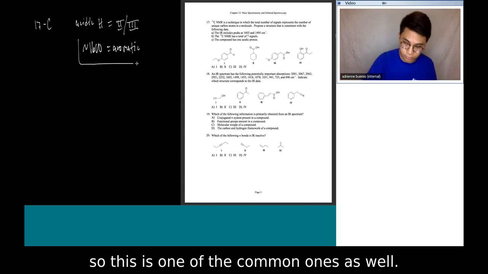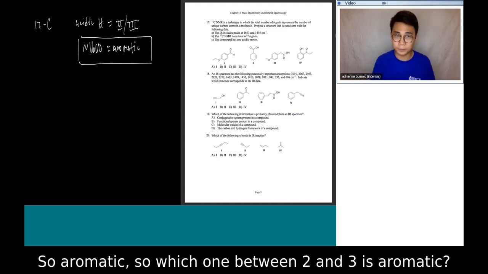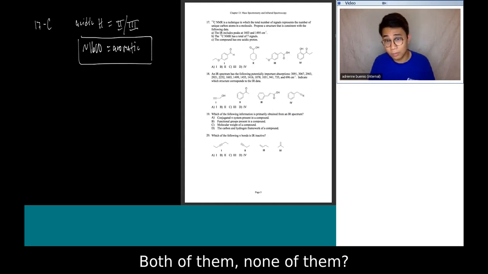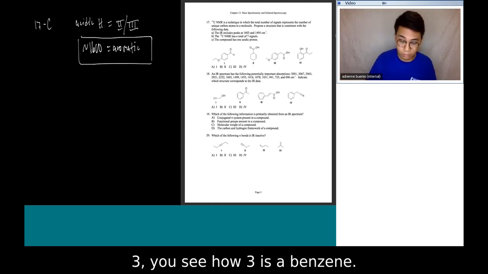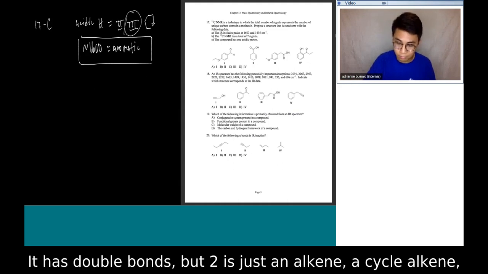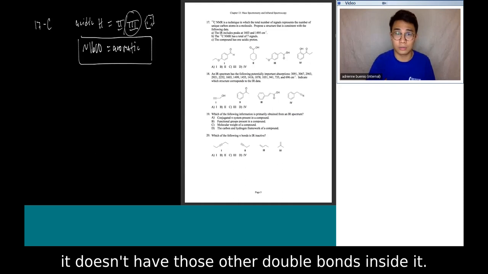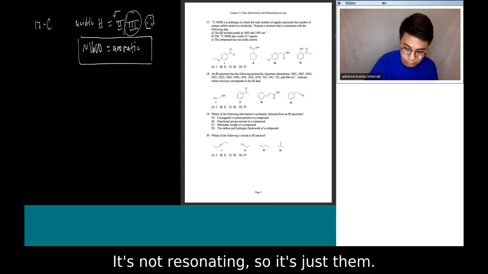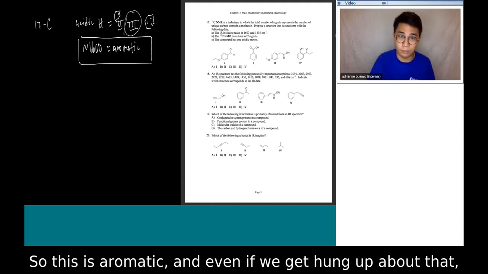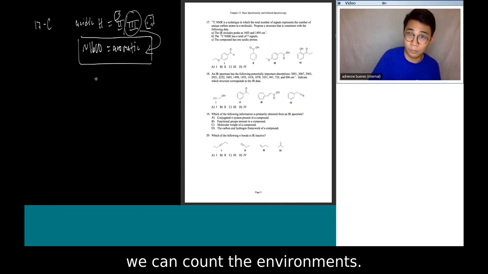Aromatic. So this is one of the common ones as well. So which one between 2 and 3 is aromatic? Both of them, none of them? 3, right? You see how 3 is a benzene, right? It has double bonds, but 2 is just an alkene, a cycloalkene, because it doesn't have those other double bonds inside it. It's not resonating. So this is aromatic. And even if we get hung up about that, we can count the environments, right?